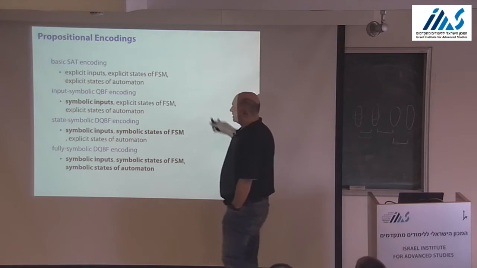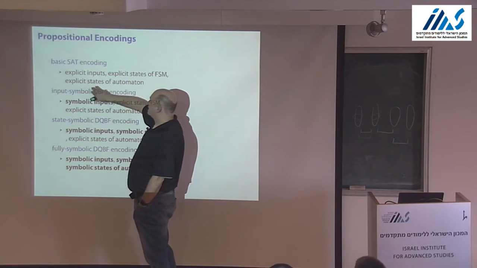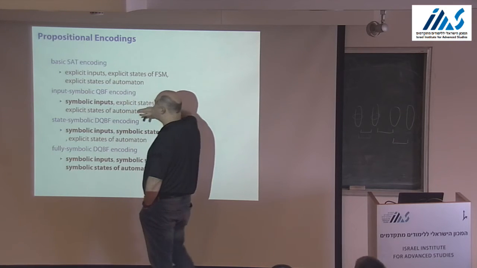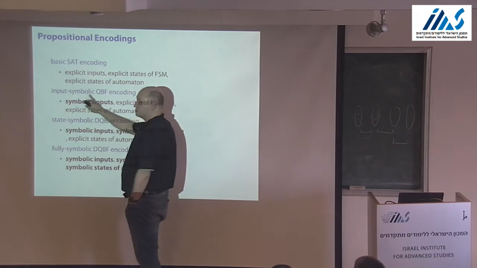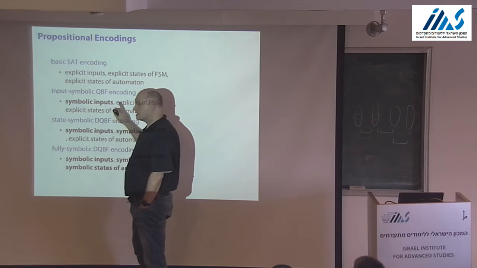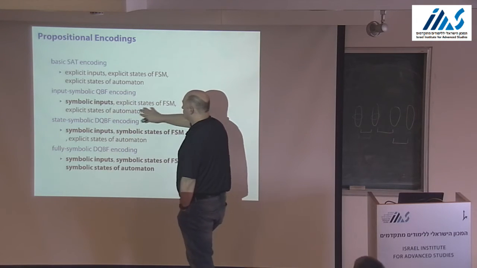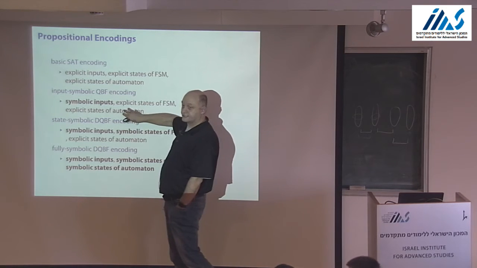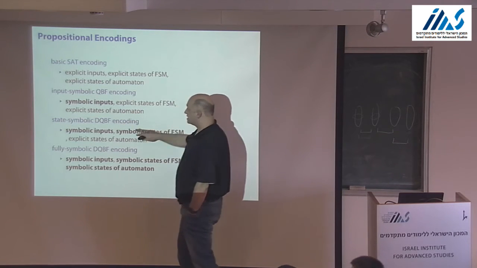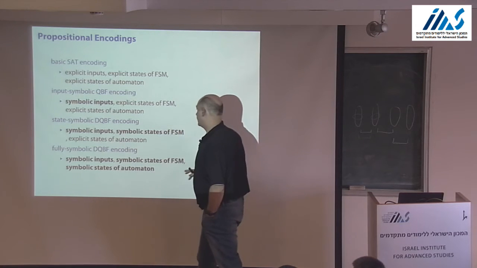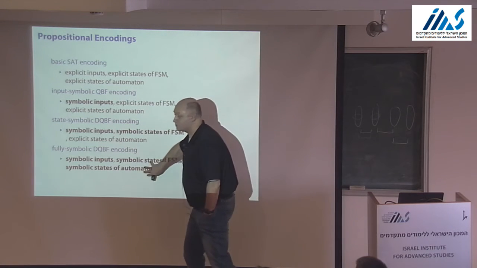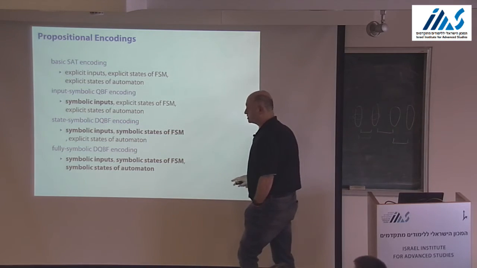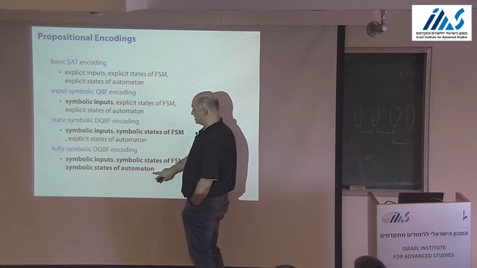So as a result, if I go with SAT, then I'm explicit in everything. I just need to enumerate everything. If I go to QBF, then I can be symbolic in the inputs, because they occur only once, but I still need to be explicit in the states of the finite state machine and in the states of the automaton. And if I go to dQBF, then it can in principle be symbolic in everything: in the inputs, in the states of the finite state machine, and in the states of the automaton.